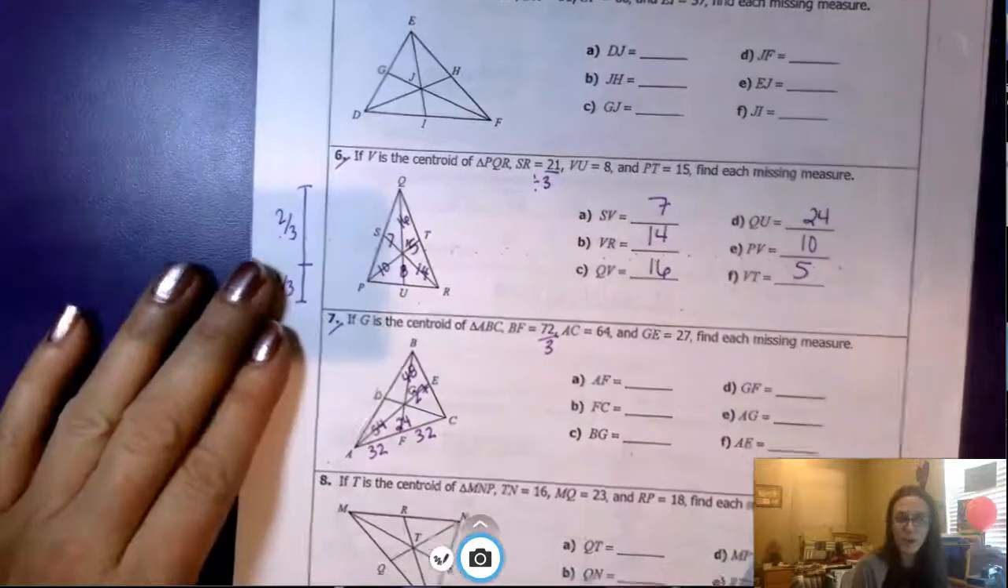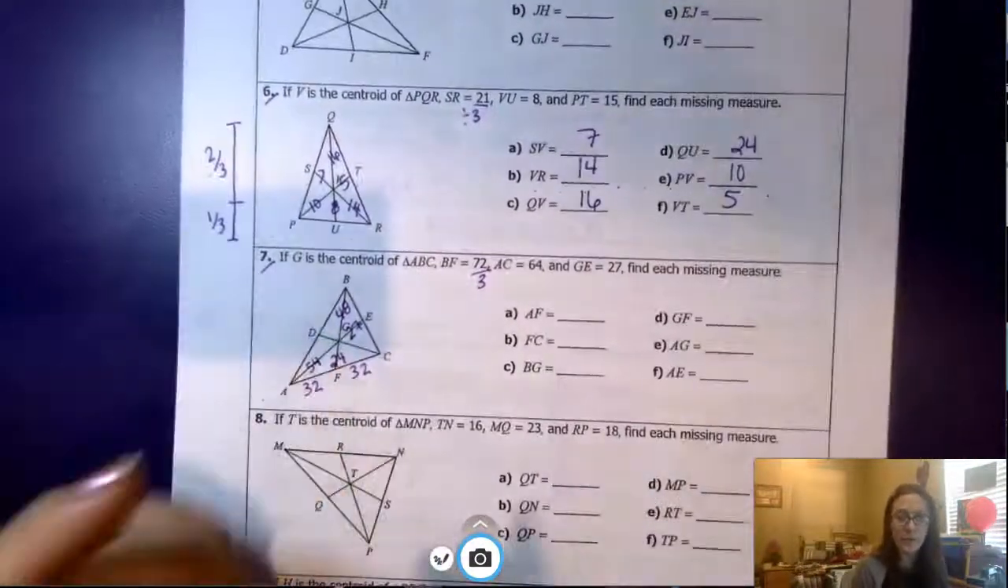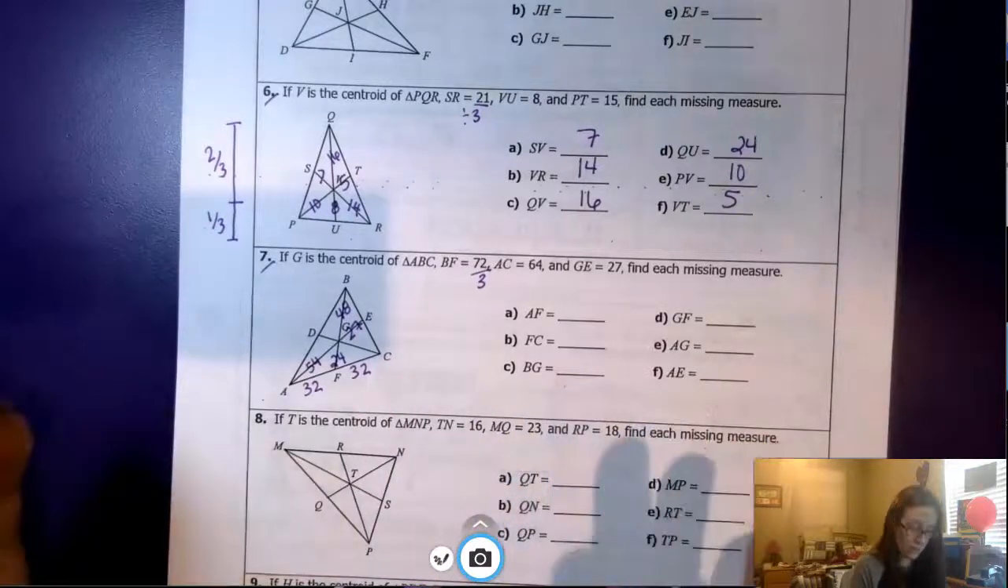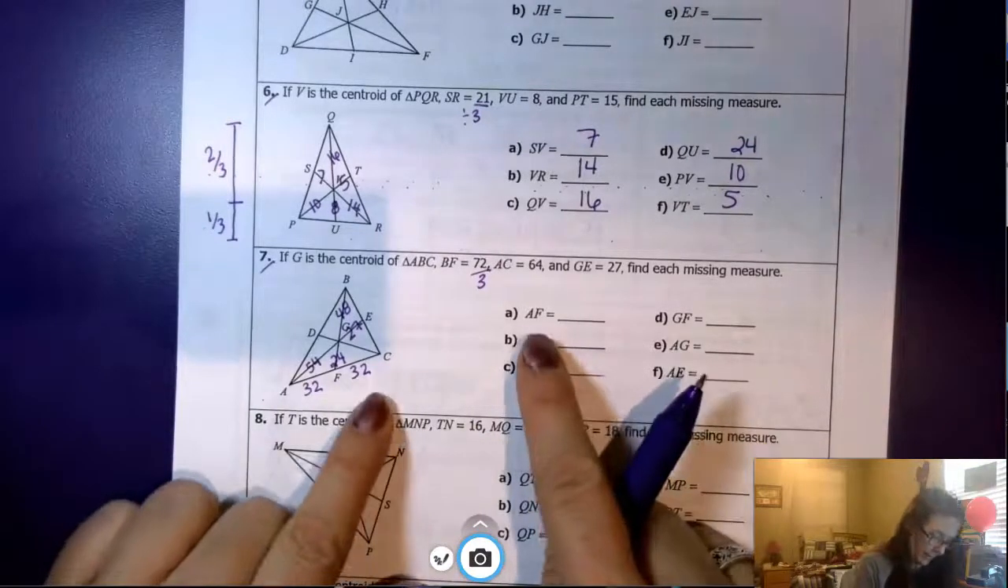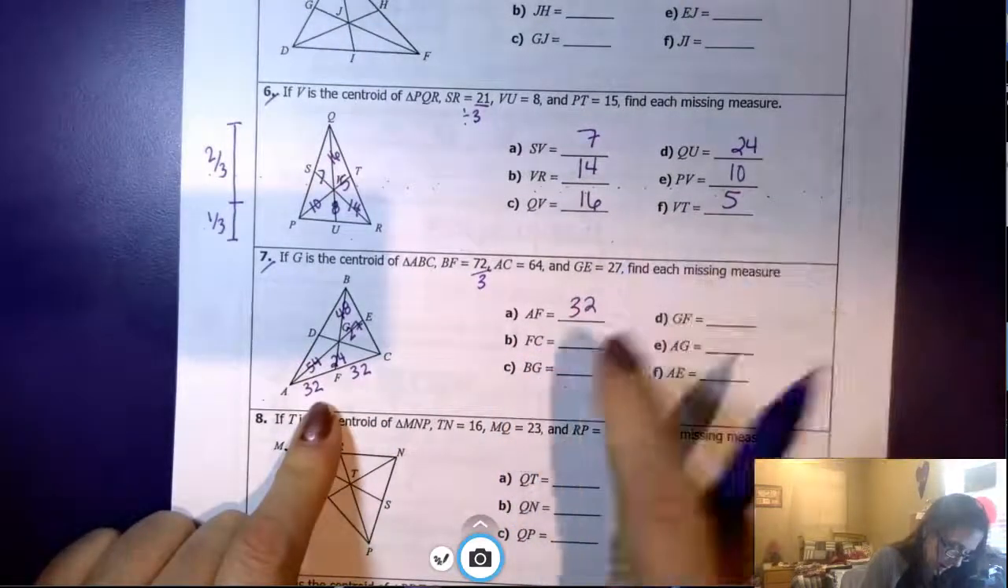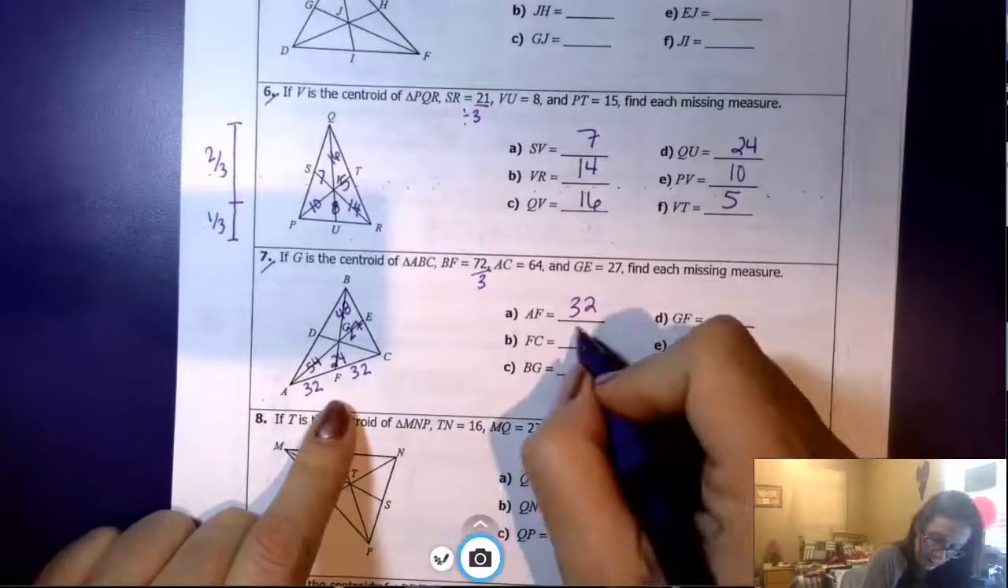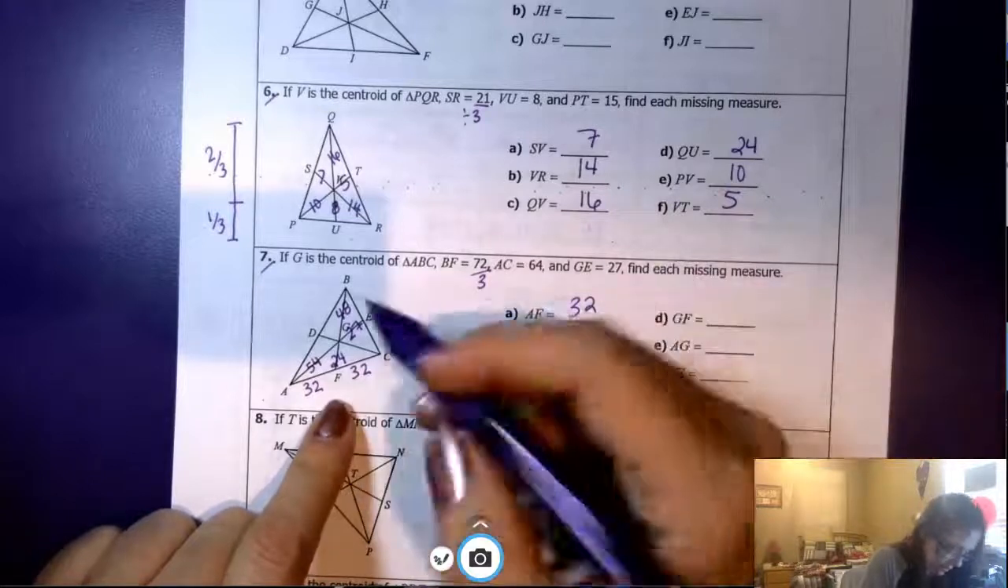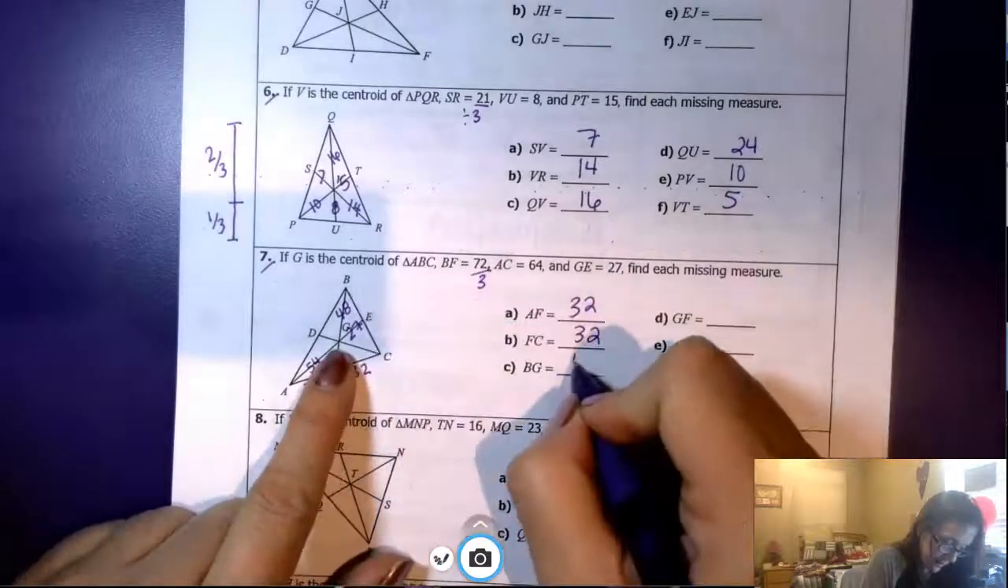I don't have any right triangles, I can't use Pythagorean theorem, I can't really find any other values there. So let's see if I found everything I need. AF is 32. FC is also 32. BG, I already got, is 48.